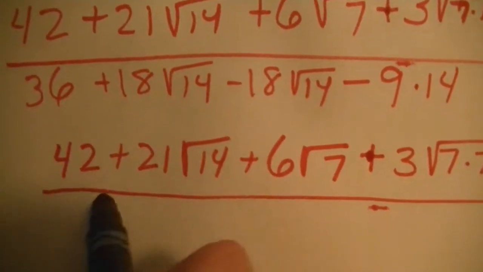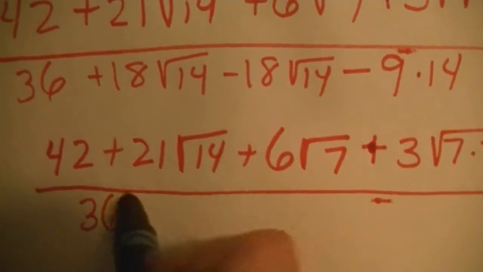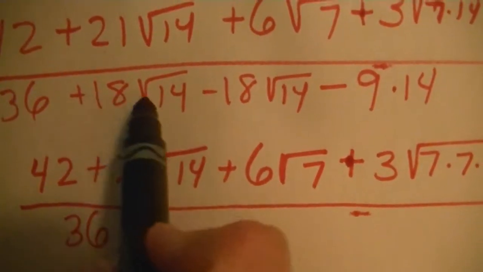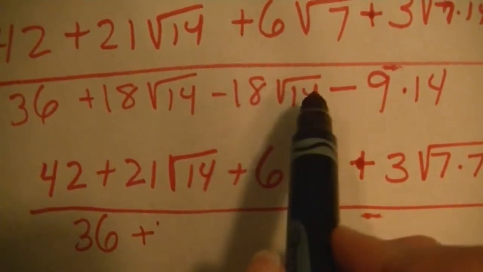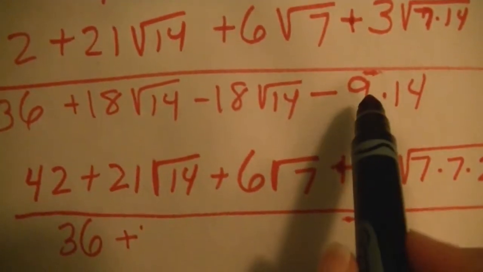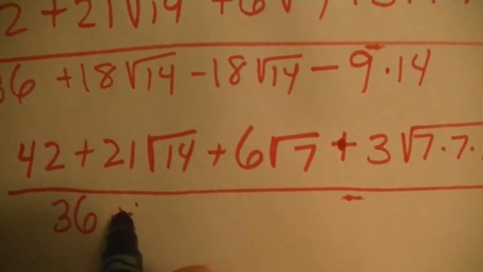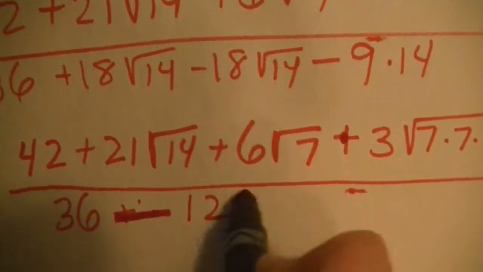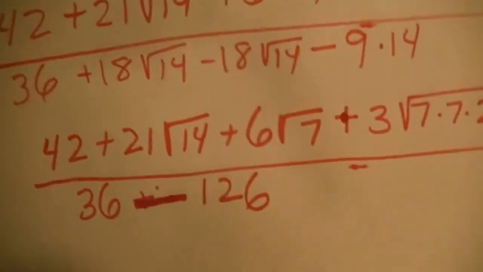And let's simplify the bottom. So 36, put that down, plus 18 square root of 14 minus 18 square root of 14 is just 0. So I can just write that as 0. Then using my calculator, I can go 9 times 14. Maybe you can do it in your head. And that's negative, so it'll be minus 126. Okay, that's looking a lot better already.